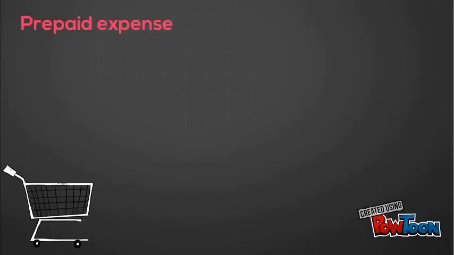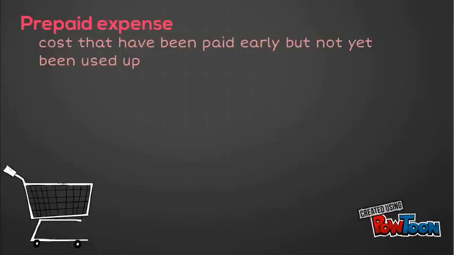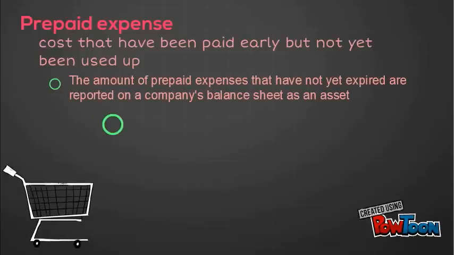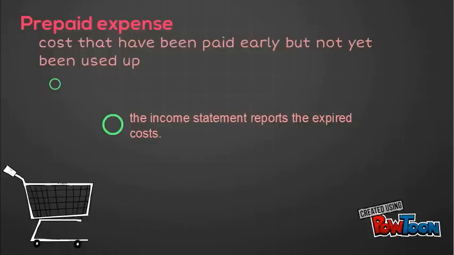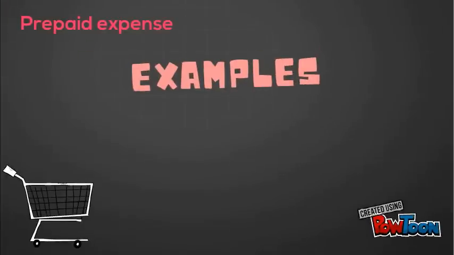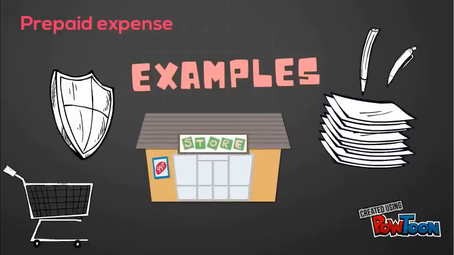Prepaid expense. Prepaid expense is costs that have been paid early but not yet been used up. The amount of prepaid expenses that have not yet expired are reported on a company's balance sheet as an asset. The income statement reports the expired costs. Some examples of prepaid expenses are rent, supplies, and insurance.